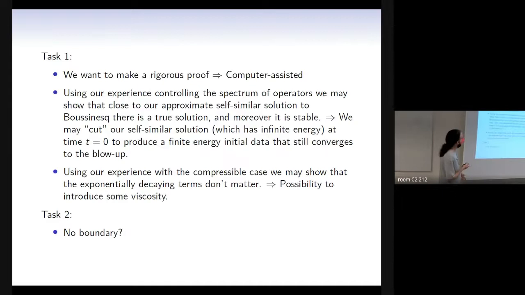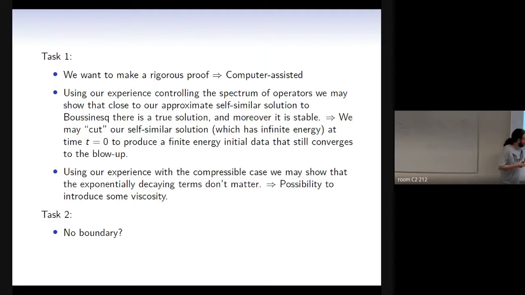We want to make a rigorous proof. In the end, our plan is to do a computer-assisted proof of the existence of these solutions. We have some experience in the compressible case, where we have found solutions that are not shocks. We found other solutions, like imploding solutions, where everything blows up at the origin. We have done that not just for compressible Euler, but for compressible Navier-Stokes as well, so we have found blow-up solutions for compressible Navier-Stokes.